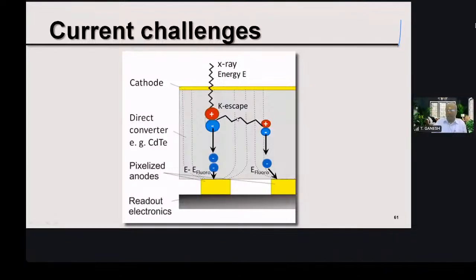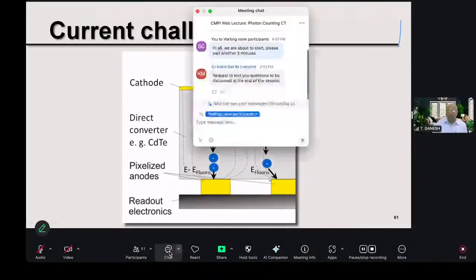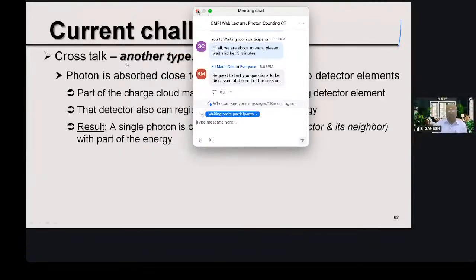With the K escape, the fluorescent photon can go to another detector element and produce a count there. So the energy determined by this particular detector element will be E minus E fluoro, the energy that escaped from here, and the other one will count only E fluoro. So this is one type of crosstalk, and there is another type of crosstalk.